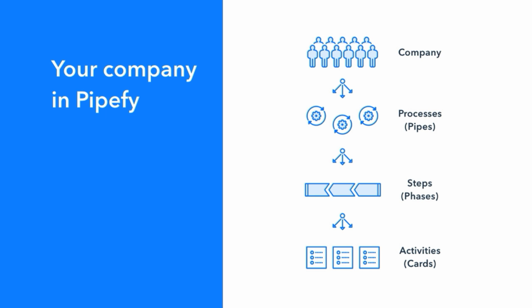So there's the company, which is the major structure that encompasses all your team members and the processes you manage. So your pipes are inside your company. Inside your pipes, you have the phases that are the execution steps. And each phase is made of fields that are the execution rules. The cards that are going to flow through the phases of your process are the activities you're going to manage.